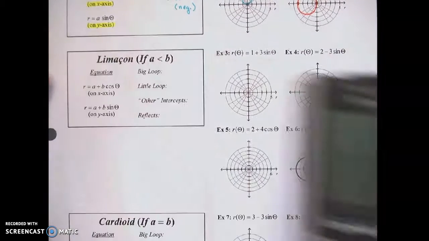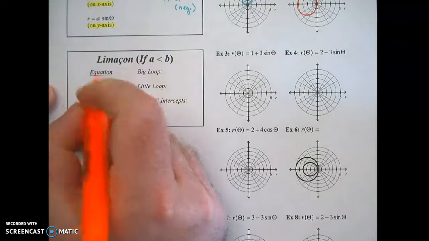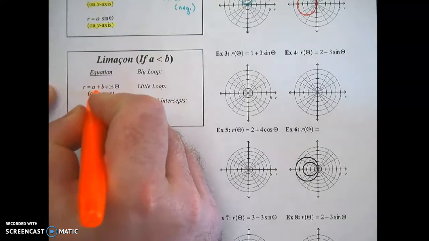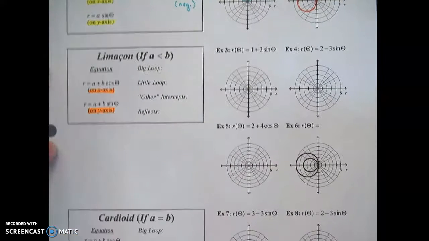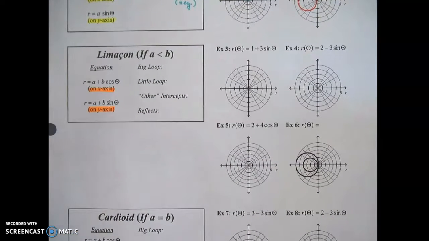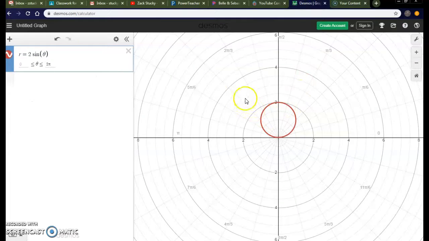So I'm going to go back over here. Just like what happened with circles, anything with a cosine is going to be on the x-axis, anything with the sine is going to be on the y-axis. I'm going to do a little bit more of this on Desmos, I think it will be easier to see. So let's switch over to Desmos.